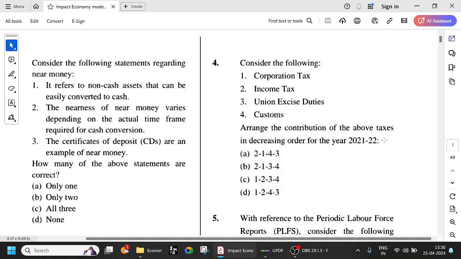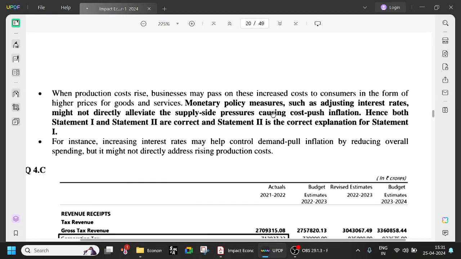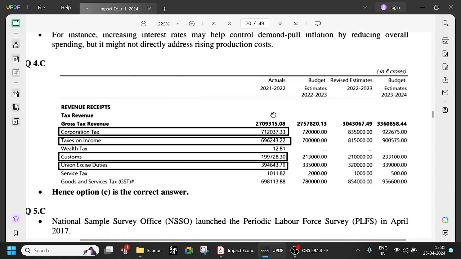It won't change much whether it is 21-22 or 22-23. These are very standard items, so the pattern will be more or less the same. Now let us see. In 21-22, corporation tax is around 7,12,000 crore. In 23-24, it is around 9,22,000 crore.